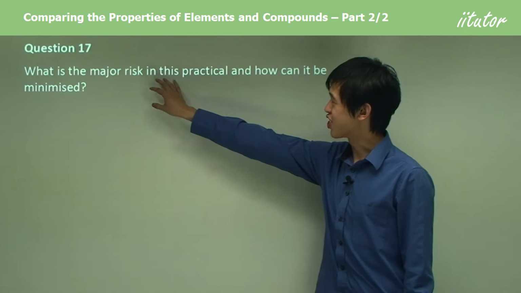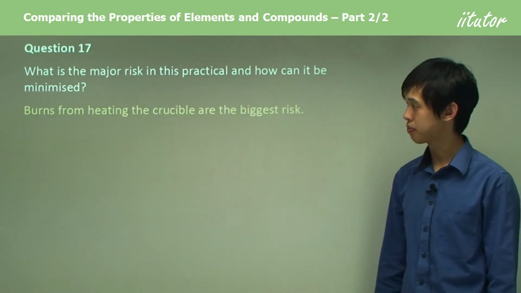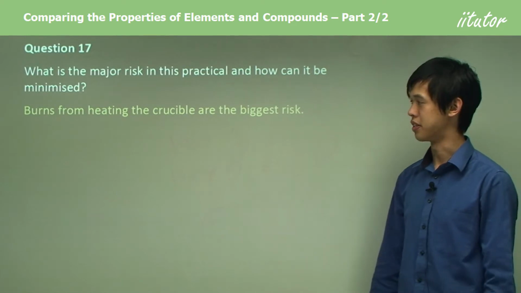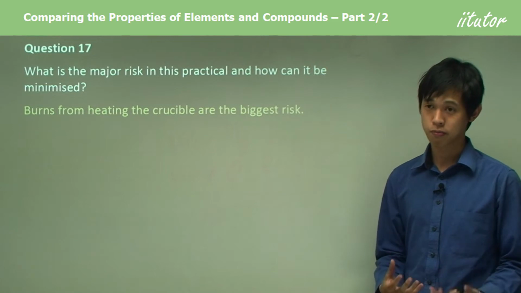So what is the major risk in this practical, and how can it be minimized? So what is the major risk? Burns from heating the crucible is the major risk. When you heat the crucible, it's getting really hot. That's a very strong hazard.